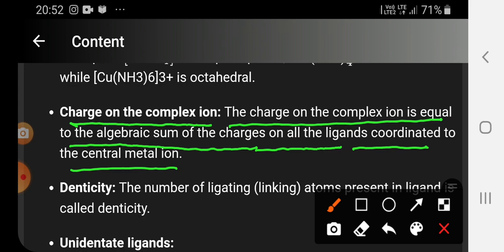So I hope that up to this level you have understood the concept, and I have tried to explain all the important terminology of coordination complexes or coordination compounds in a very simple way. In our next class, we will talk about some more important points of coordination compounds.